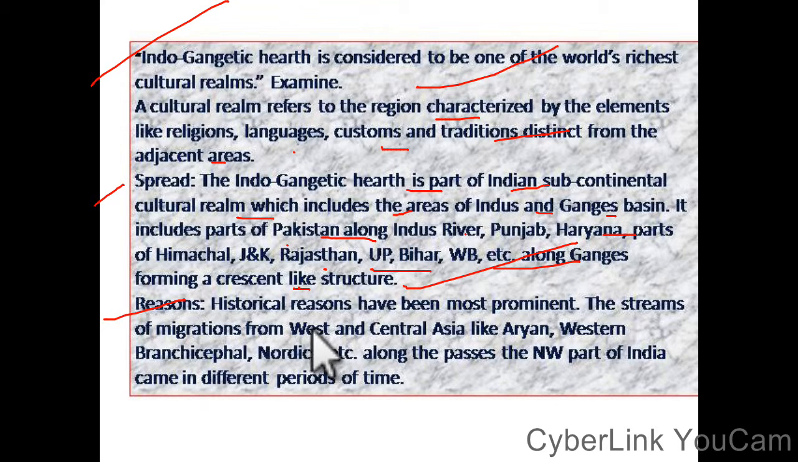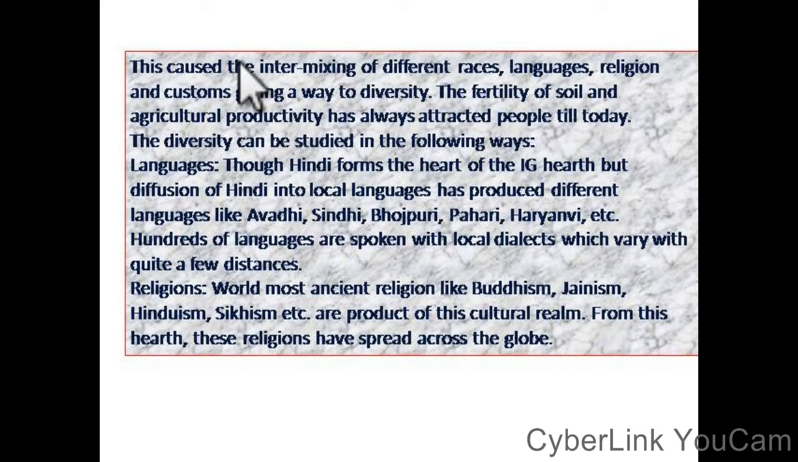The streams of migration from West and Central Asia, like Aryans, Western brachycephals, and Nordics, came along the passes of the northwest part of India at different periods of time. This caused the intermixing of different races, languages, religions, and customs, giving way to diversity. The fertility of soil and agricultural productivity has always attracted people till today.